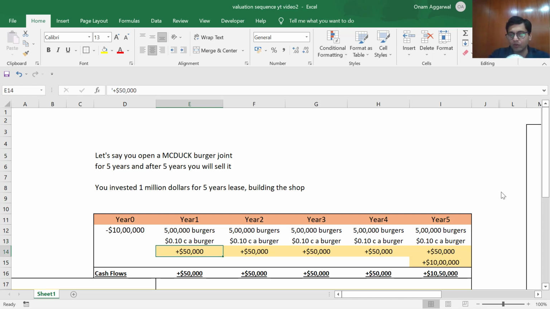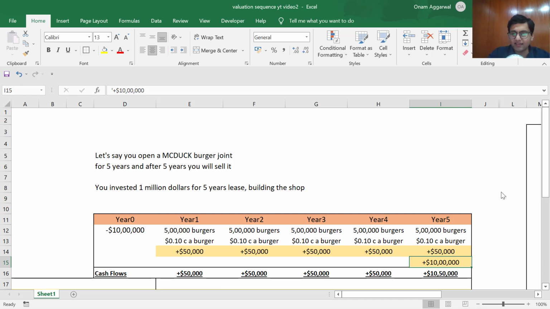So your expected cash flows in year 1 will be on the sale of 500,000 burgers. After deducting all the expenses, you have the cash flow on first year as $50,000. And since you are selling the same burgers every single year, for simplicity's sake, we are having the cash flows of $50,000 from year 1 to year 5. And let's assume that after year 5, you sold McDuck burger to Mr. Scrooge for $1 million, right? So at the end of year 5, you expect that you will be able to sell this burger joint to Mr. McDuck for $1 million.